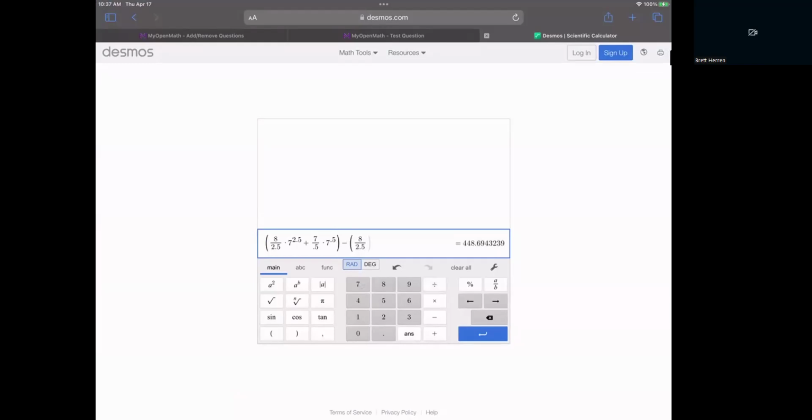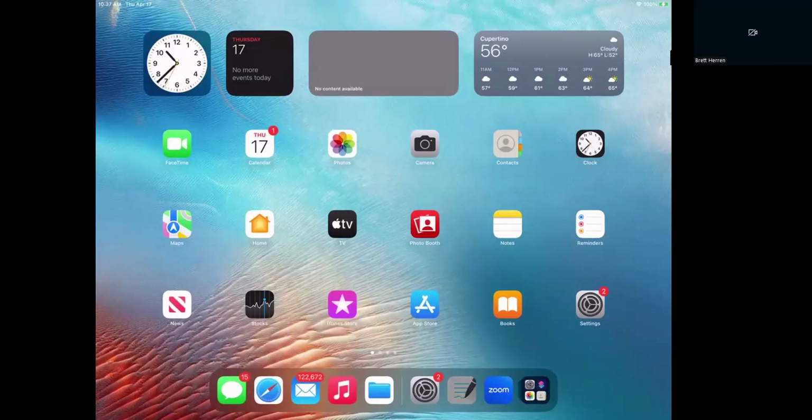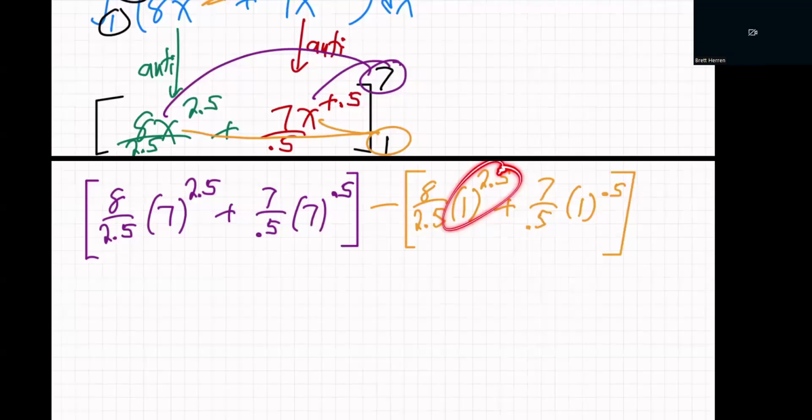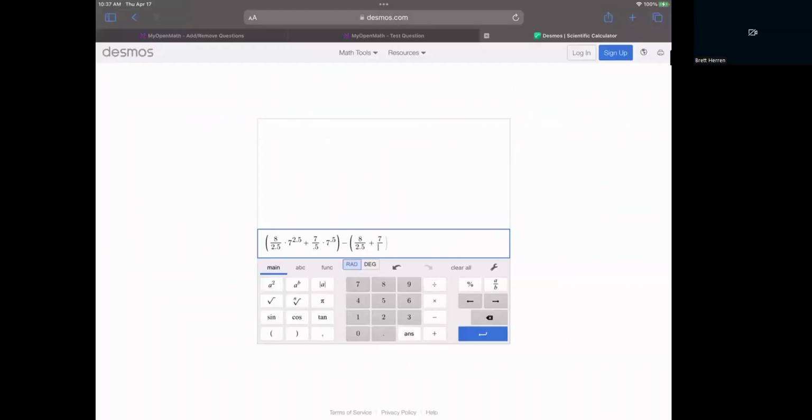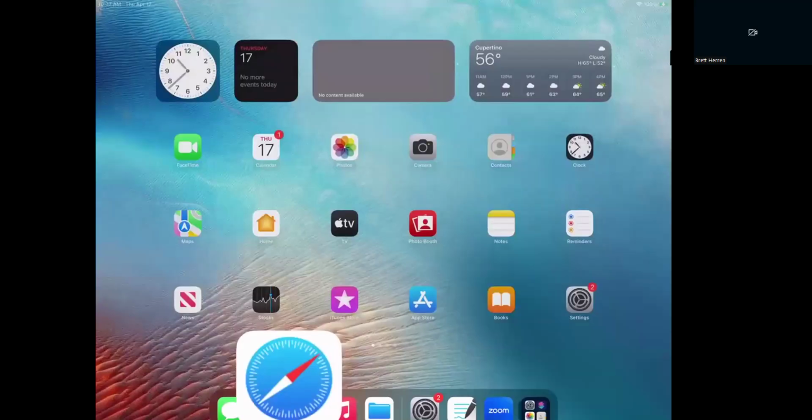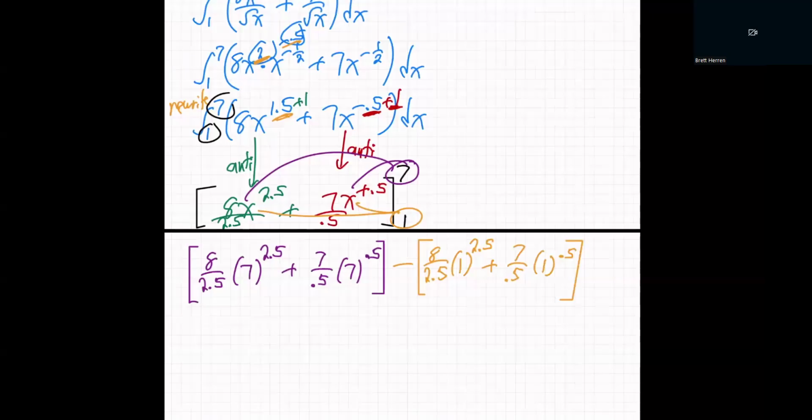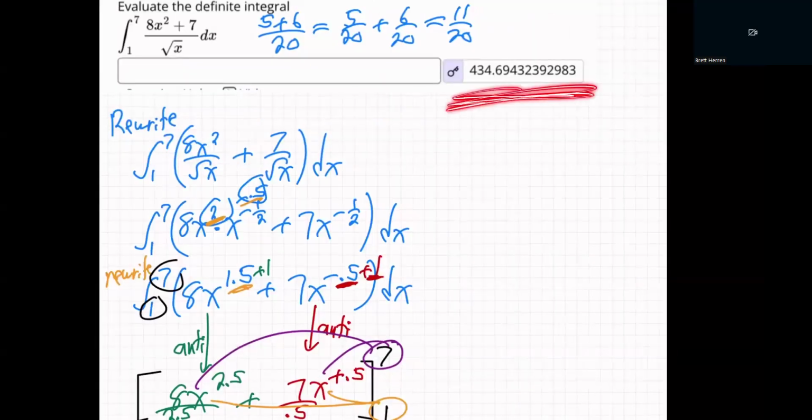If you're not sure about that, you can type it in, but I'm telling you, 1 to any power is just 1. So this is 1, and times 1 doesn't change anything. It's just 8 over 2.5. Plus, the same thing here, 1 to any power is just 1, 7 over 0.5. There we go. Don't need to close the parentheses. 434.69, blah, blah, blah. Is that right? There it is.